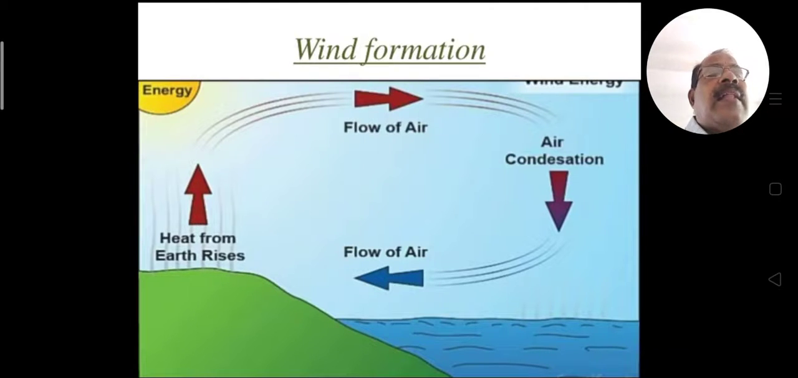and on that right side, the cooling air moves downwards and flows over the water surface. So the wind formation gradually moves from the heated earth surface to the water levels. So this is the wind energy formation.